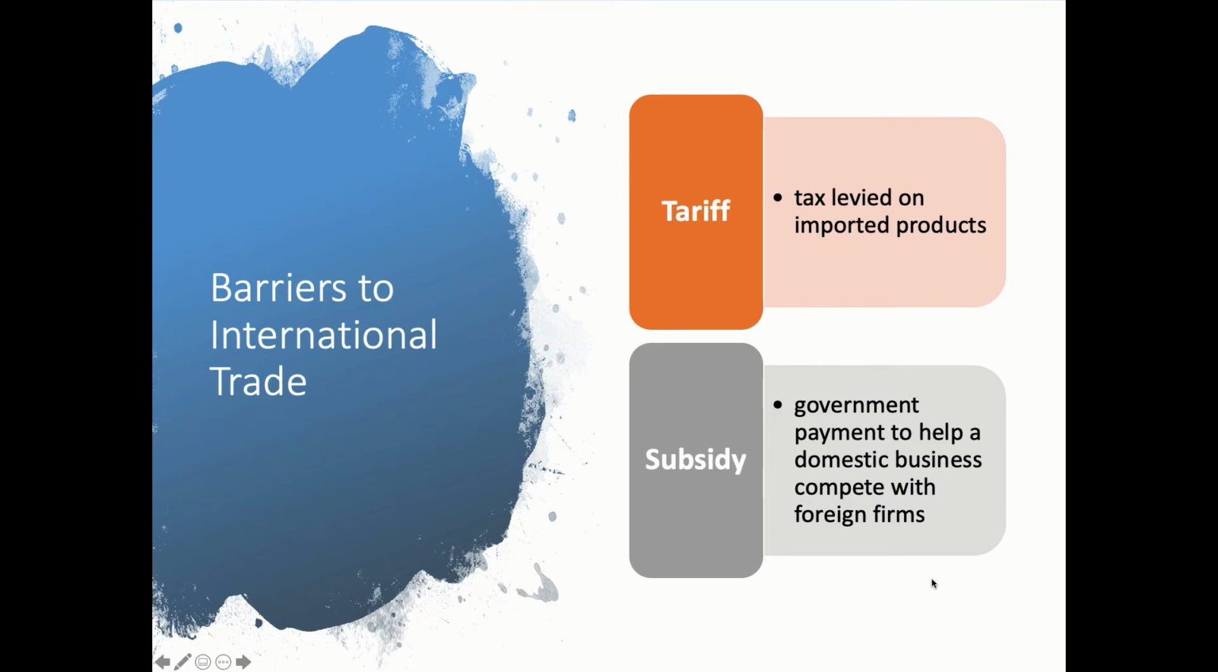In order to help domestic businesses compete on a quote-unquote level playing field, you can either increase the cost of the imported product, or you can decrease the effective cost of domestic production, which is what a subsidy does, right? The government pays a domestic business some sort of a sum to defray costs to quote-unquote level the playing field and allow them to compete with cheaper priced imported products.